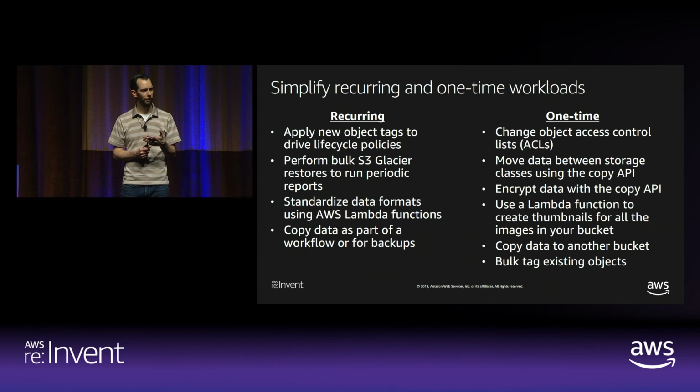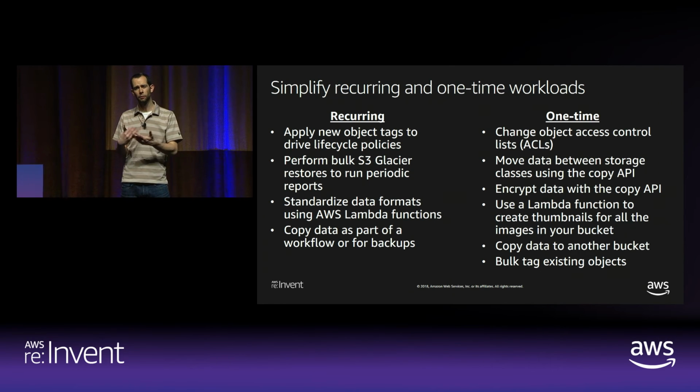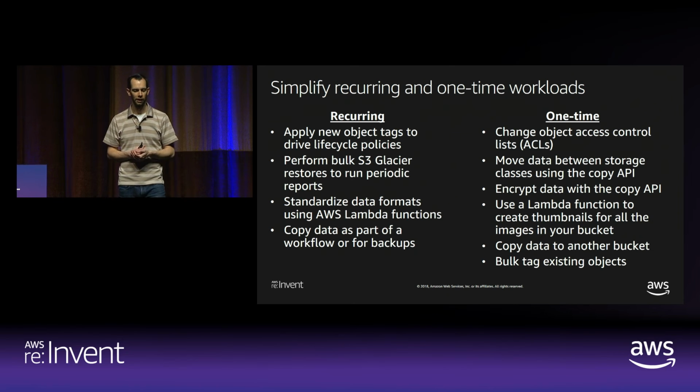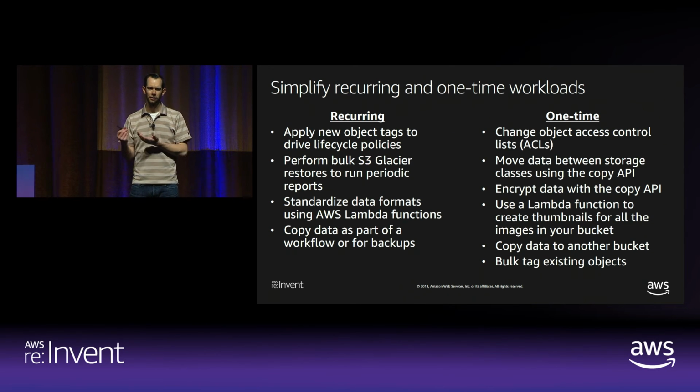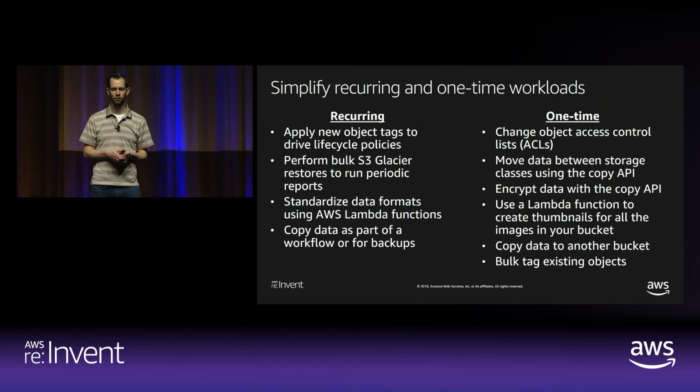Standardizing data formats. So a lot of customers are building data lakes. They're storing a lot of different data in S3, and it might be stored in many different formats. Lambda could be the way to make that a more uniform data store, so then you can query it that much easier. And then copying data to back it up. So potentially something, once again, happened as part of a workflow. There's data that's now derived that I want to copy to another location. You could use batch operations for that.